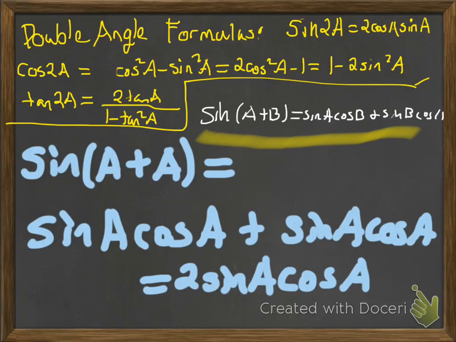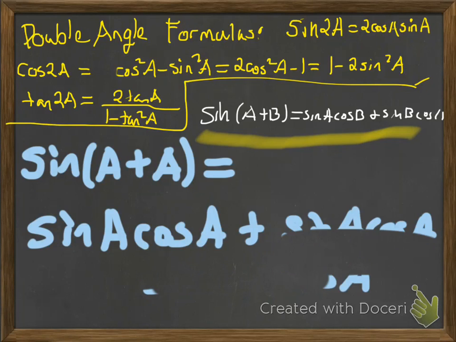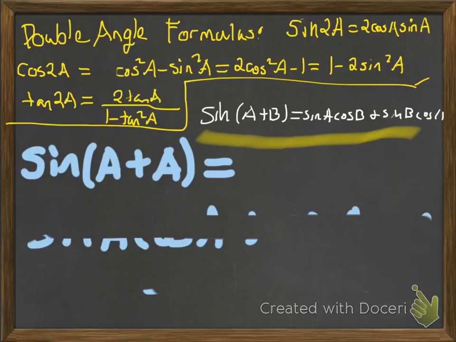So if we just choose both the a and b to be a, so sine of a plus a is equal to sine of a cosine a plus sine of a cosine a. So they're the same thing, so there's two of them. So sine of 2a is 2 sine a cosine a. So that's kind of an idea where that one comes from.